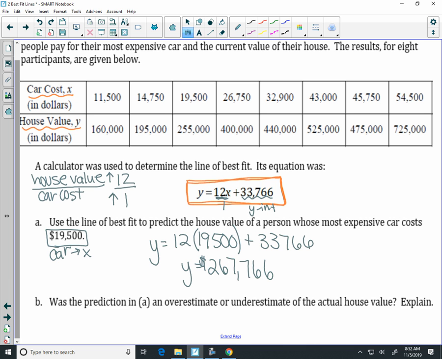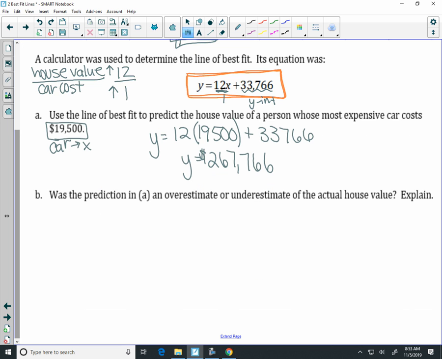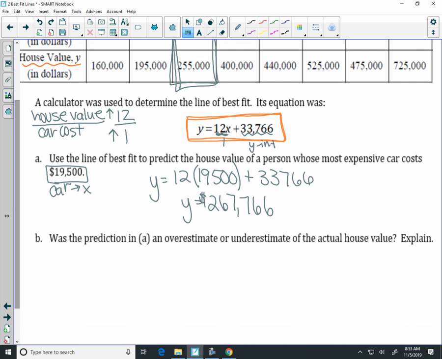Now, it says, is this prediction an overestimate or underestimate of the actual house value? We actually have a data point for this. The data point that goes with this is right here. So if you compare what our line gave us and that house value right there, is this over that value or under that value? Yeah, that's an overestimate.